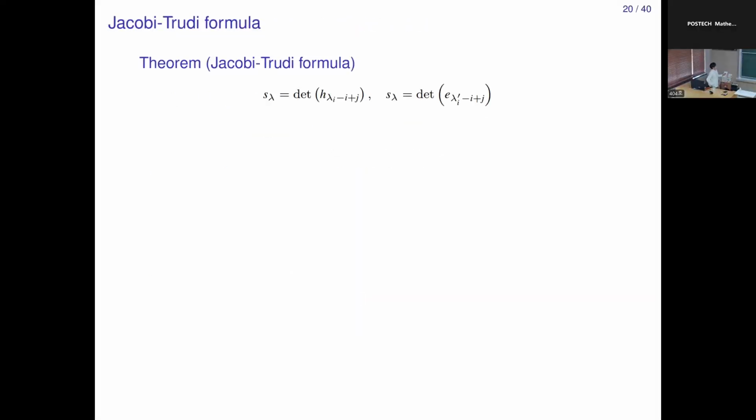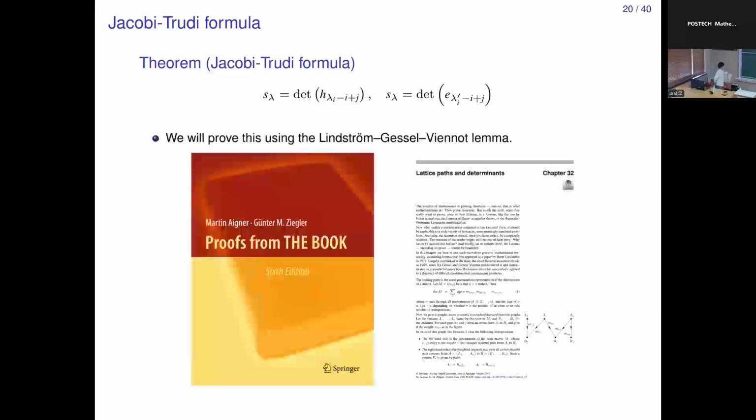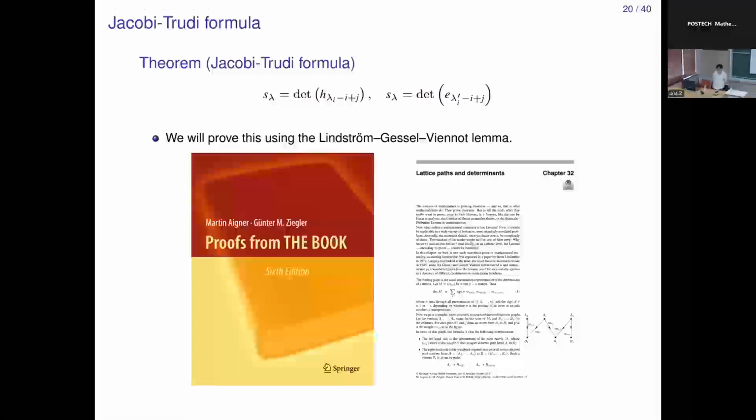And the Jacobi-Trudi formula, I showed you this earlier. It looks like this. The Schur function is the determinant of some homogeneous symmetric functions with indices that are just a single integer. It's not a partition, right? The lambda is a partition, of course, but this is lambda sub i, so this is just a single number. And I'm going to show you a proof of this because I think it's very interesting. And I'm going to use what's called the Lindstrom-Gessel-Viennot lemma.